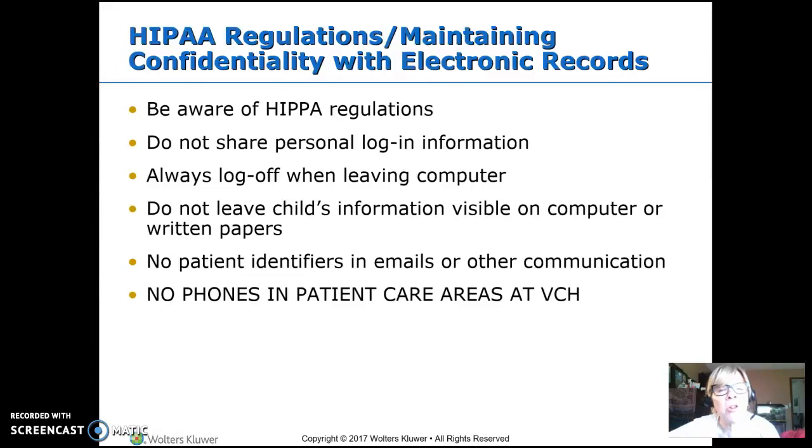Don't share your computer logons. Turn off the computer when you leave. Make sure you're not leaving child information about patients where anyone can see it. That includes computer and written papers. Make sure if you're sending an email or just talking that there are no patient identifiers in that. And then at Valley Children's, no phones in patient care areas. It's too easy for somebody to think you took a picture of something or recorded something on your phone. So if you need to answer a phone, you need to step out of the patient care area first.